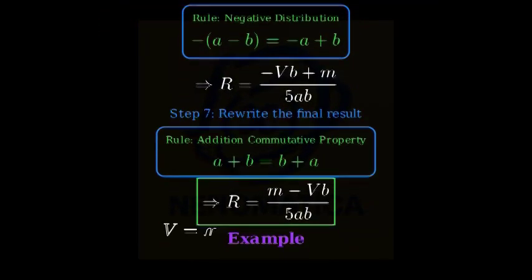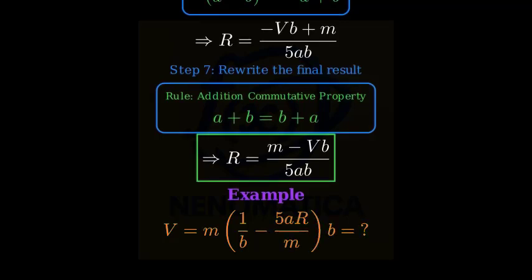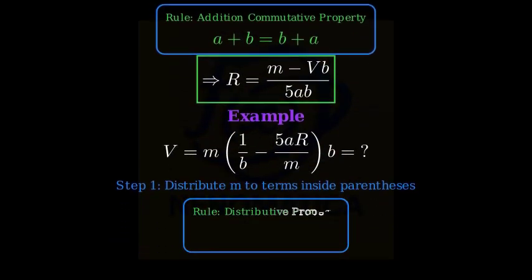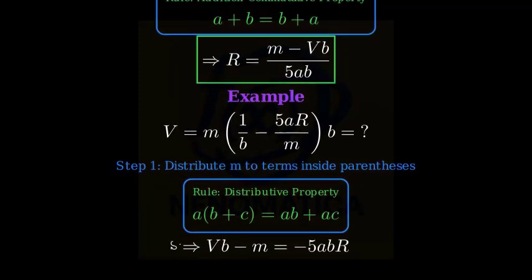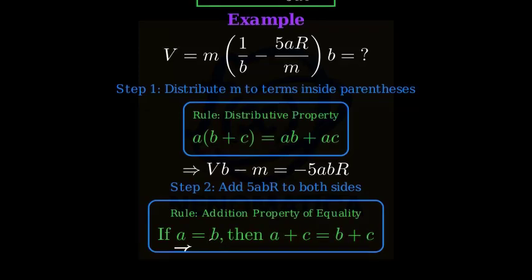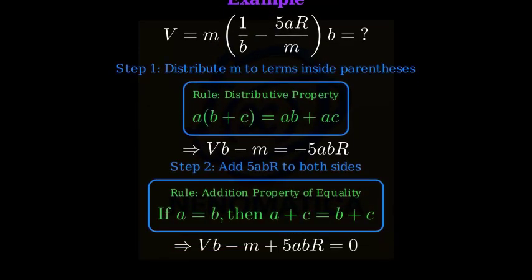Now, let's move on to our second problem. We have the same equation, but this time we need to solve for b, where b equals question mark. Just like before, we'll distribute m to the terms inside the parentheses. Now, we'll add 5abR to both sides of the equation. On the left side, we get Vb minus m plus 5abR, and on the right side, we get 0.